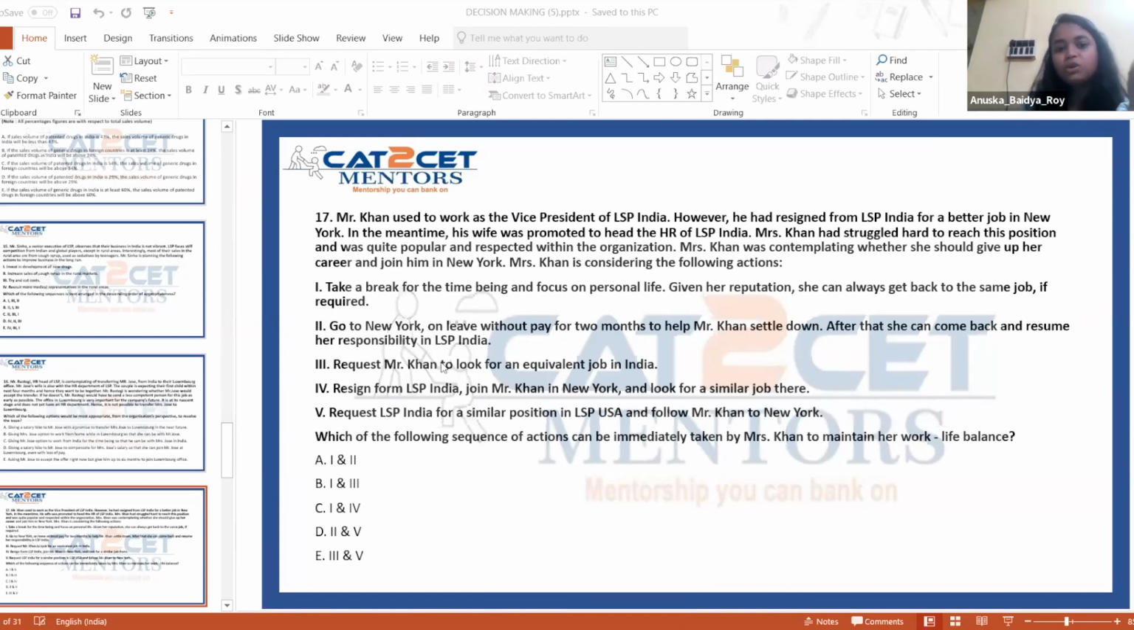So between 2 and 3, what do you think is the better option? Obviously, 2 is a better option because in 3, you are telling Mr. Khan to find a job in India wherein he is all set to move to New York. And in 2, we are saying that she leaves for some time, goes there without pay, helps him settle down, comes back and joins at the same position where she was. Between the two, which one do you think is a better option? The chat? Yeah, 2 is better, right? Guys agreed? You guys agreed to this, right?